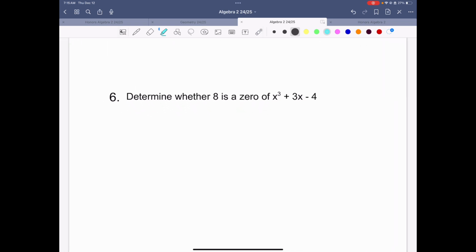We're going to determine whether 8 is a 0. So when it says 8 is a 0, that's essentially saying, is x minus 8 a factor of this? Got to watch the wording a little bit. This tells us it's a 0, so it's already giving us what's inside of the box. Really what it's asking is, is x minus 8 a factor of it? Okay, so we can write our numbers down. We've got x to the third is 1. X squared isn't there, so I've got to put a 0, a 3, and a negative 4.